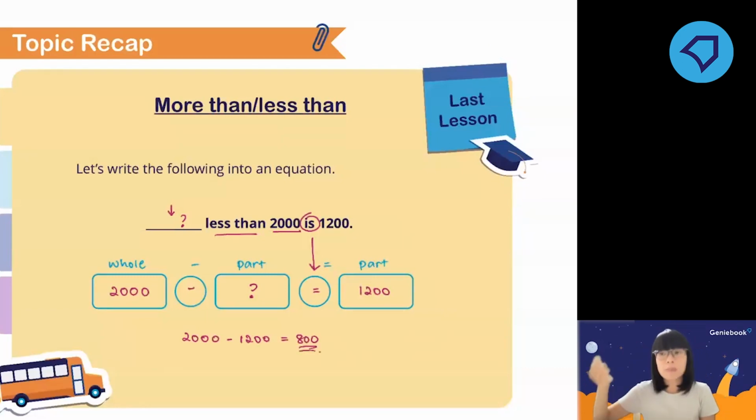Then you have to double check. Does it make sense to you if I say 800 less than 2,000 is equals to 1,200? Does it make sense? If it makes sense, chances are your answer is correct. Okay? All right. So let's do a couple of recap questions. And then you have to identify whether we are supposed to add the numbers together or subtract the numbers.